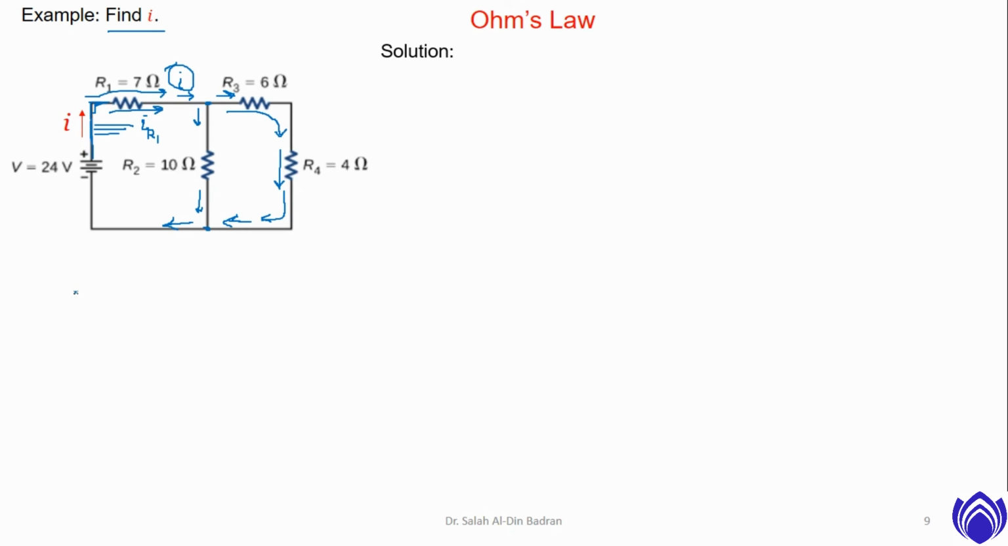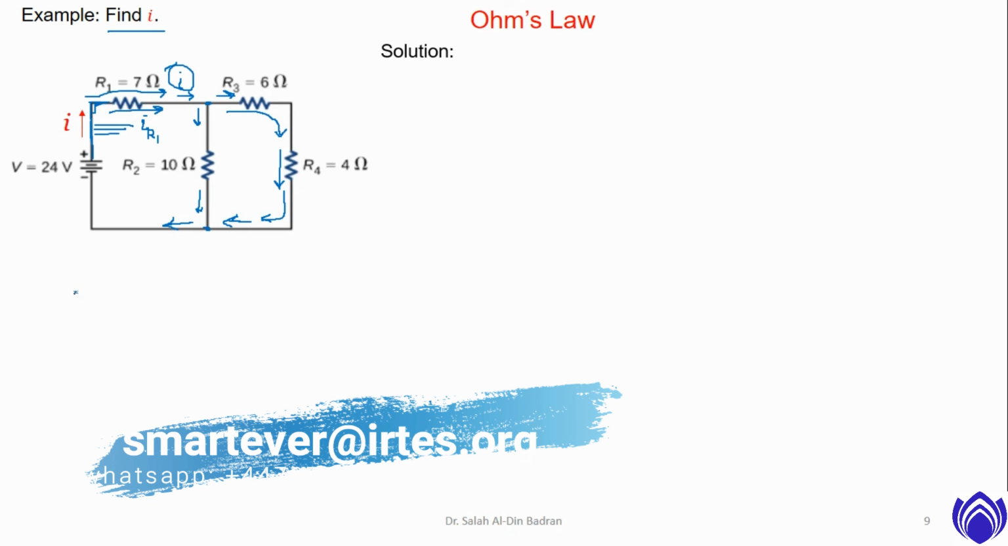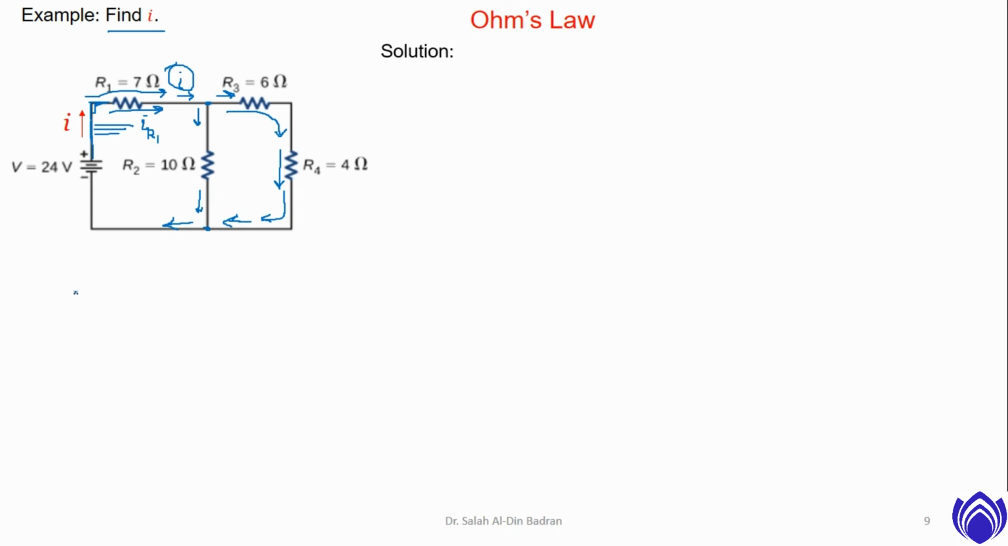So how do we solve after understanding the philosophy of connection of resistors and flowing of the currents through branches? How do we start? First of all, we will start by adding the two resistors R3 and R4 in series. We will sum up their values together, R3 plus R4. So 6, the value of R3, plus 4, the value of R4, equals 10 ohms.